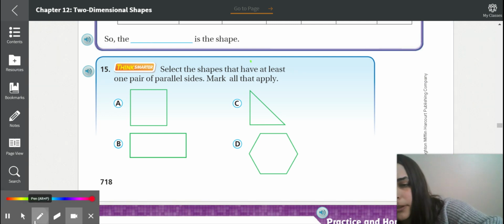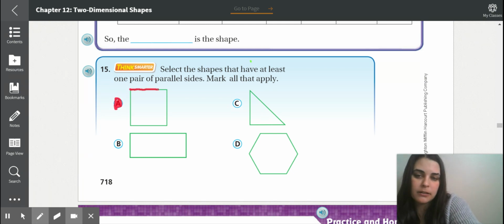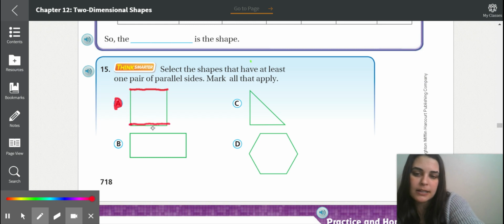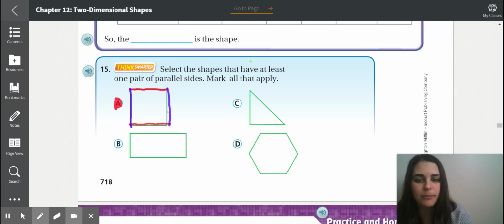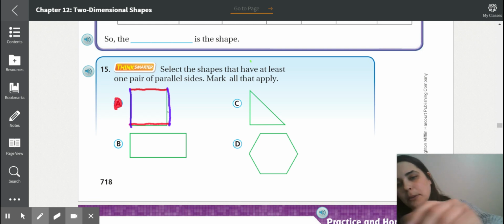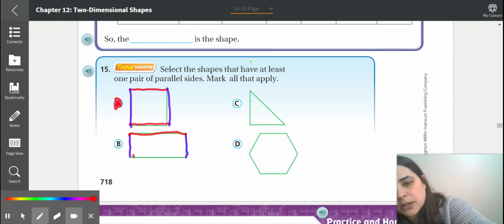All right. Hey, if you said A, that's correct. Let's see the sides that are parallel. That side, and that side, and that side, and that side. Those will never meet. Okay, C. C is not going to be an answer because all of those sides will connect with each other. Okay, and B. Those sides will never touch. Those are parallel. And those are parallel. So we know that B has at least one pair.